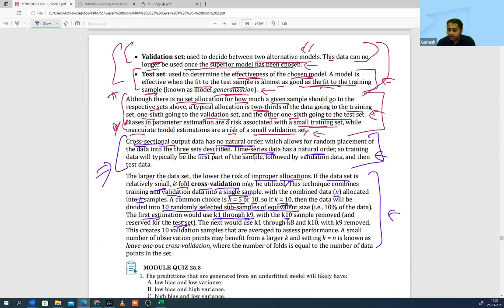First time I'll do this. Second time what I'll do? I'll do from K1 to K8 and K10, but I'll remove K9. मतलब एक निकाल दिया भाई. K1 से लेके K8 भी लिया, K10 भी लिया. I have removed K9 and I have used K9 as a testing. So 10 times the model is going to get tested. बराबर?